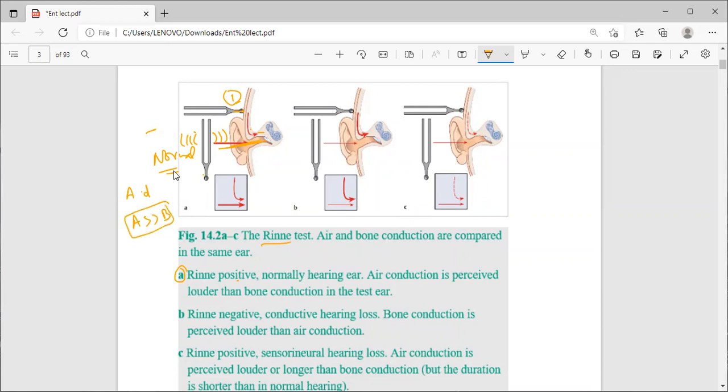Actually, the doctors measure the time difference. You will be hearing the tuning fork waves for double the duration compared to the bone conduction. I hope I am making you understand. So this is called air conduction greater than bone conduction. Normally this is positive, called Rinne test positive. Just remember, Rinne is behind the pinna. This is the pinna of the ear, and behind the pinna is the Rinne test. So air conduction and bone conduction are compared. Now we are comparing both tests.